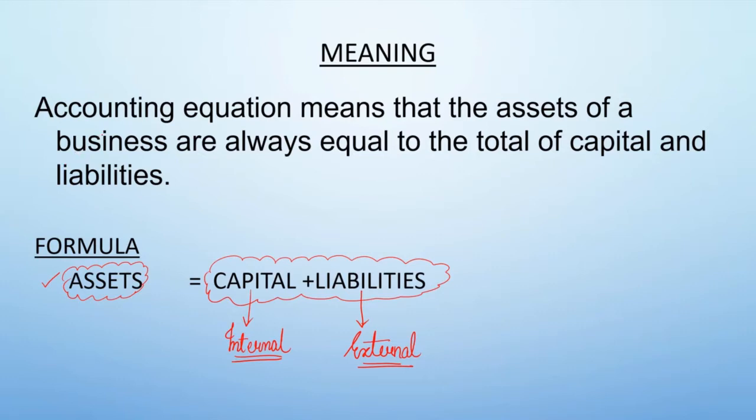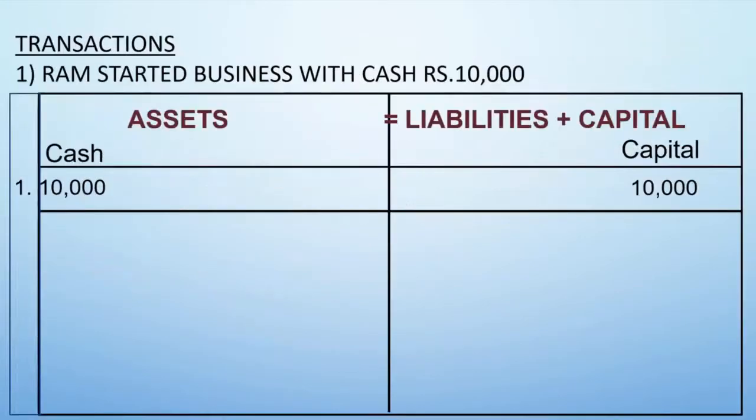From this equation itself we have derived the accounting equation, which means that the assets of the business, the one side we are talking about, are always equal to the other side, that is, the total liabilities, representing the total capital as well as the liabilities, which represent the external liability. To see the same implication, we'll look at one example.